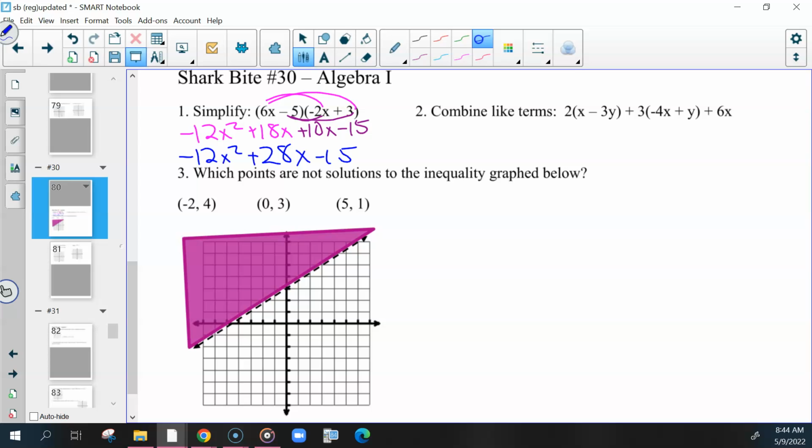So remember that one can be written in different words, or the directions may be different. It may say simplify, it may say find the product of, multiply, any of those, you're doing the same thing. Questions on that one?